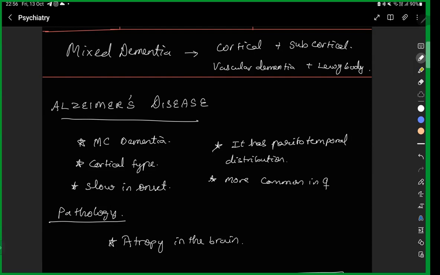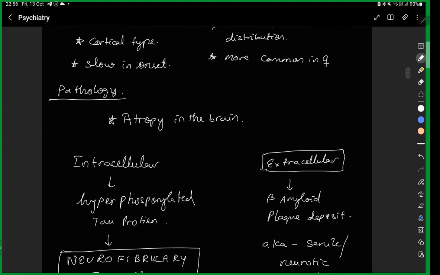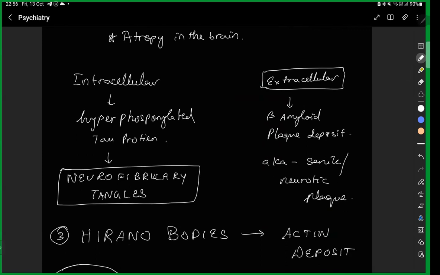Alzheimer's disease is the most common type of dementia, cortical type. It is slow in onset. It has a parietotemporal distribution. It is most common in females, that's why I told you to remember that grandma. Pathology: the problem is because of atrophy in the brain. Two types of changes can occur, extracellular and intracellular. Intracellular change is due to hyperphosphorylated tau protein.